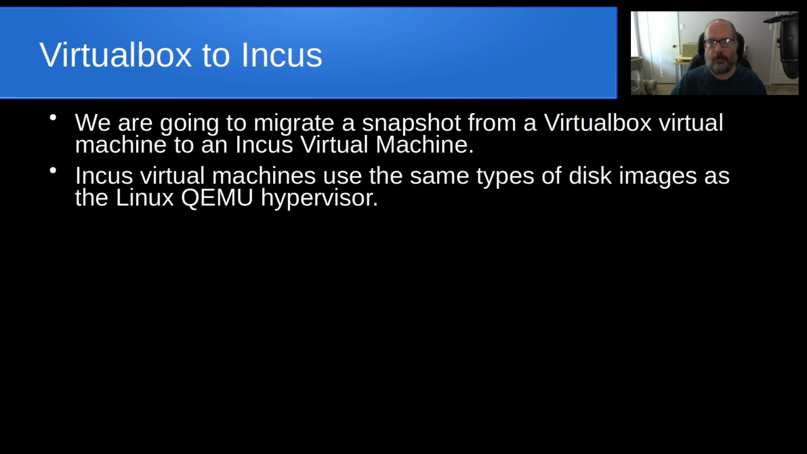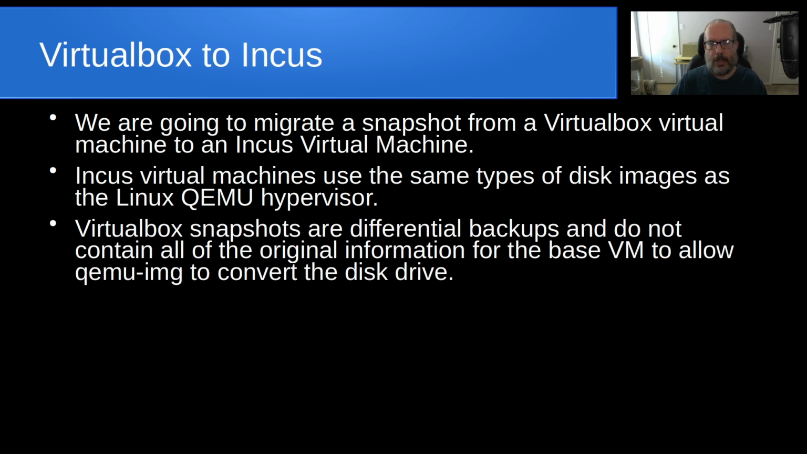And so Incus Virtual Machines use the same types of disk images as the Linux QEMU hypervisor, and so often we can use QEMU-IMG to convert the images. However, VirtualBox snapshots are differential backups, and they do not contain all of the original information for the base virtual machine to allow QEMU-IMG to convert the disk drive.